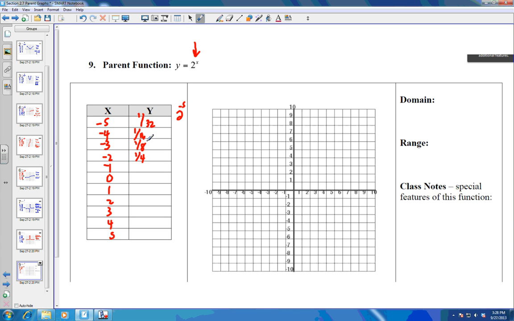Oh, whoops. I'm fixing something real quick. Sorry. Okay. So this is going to be 1/2, 1, 2, 4, 8, 2 to the 4th is 16, 2 to the 5th is 32.